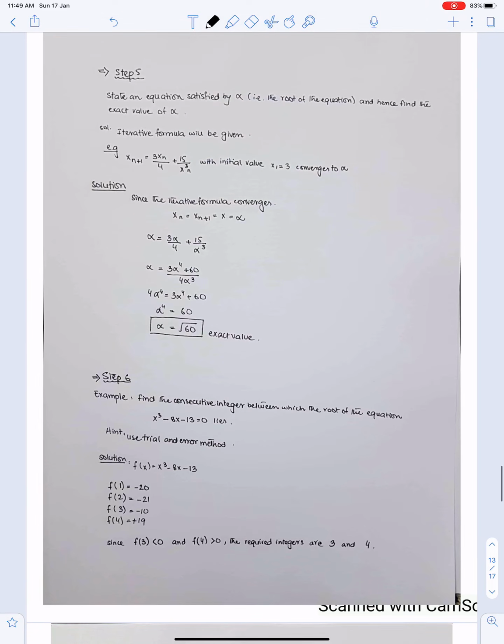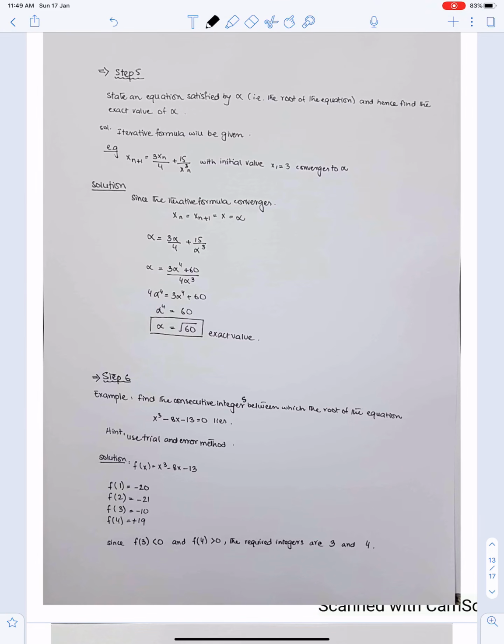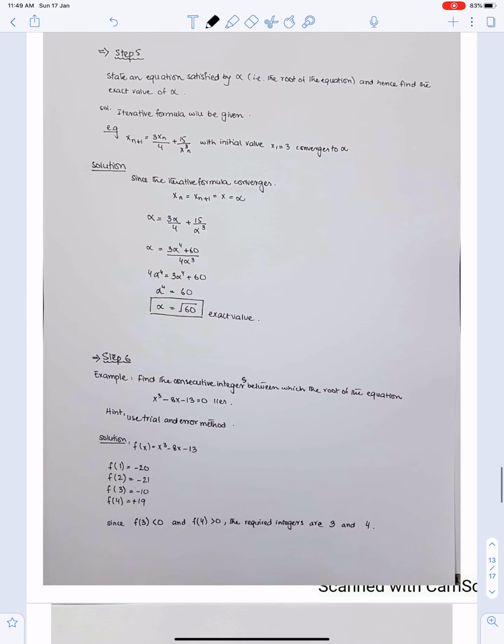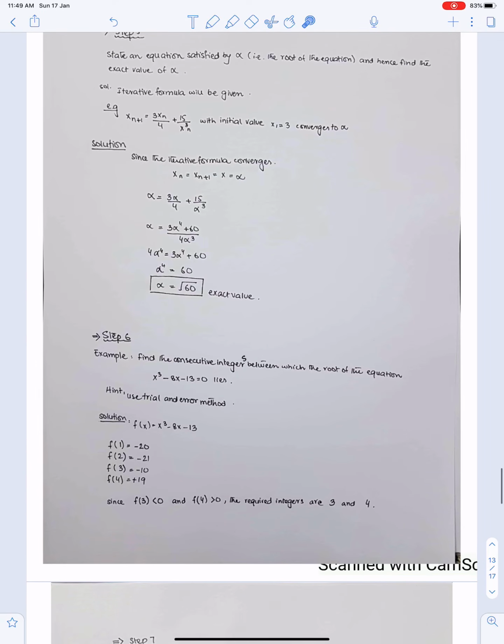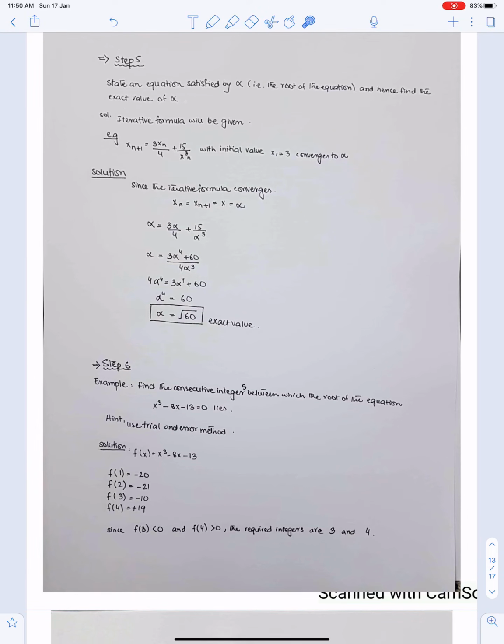You have done this in O-level math, O-level add math. We use the trial and error method. Those who are non-add math students who didn't have add math in O-levels, I'm explaining this especially for them. Whenever they say find the consecutive integers between which the root of the equation lies, you just need to suppose this as f of x first, and then use the trial and error method.